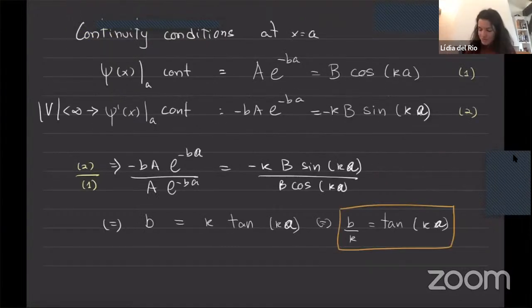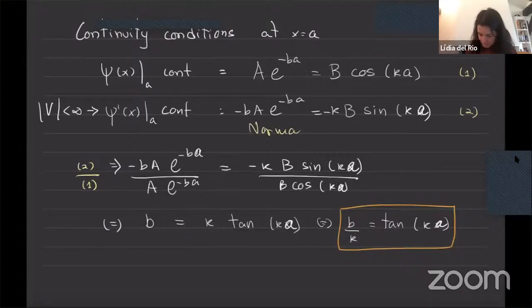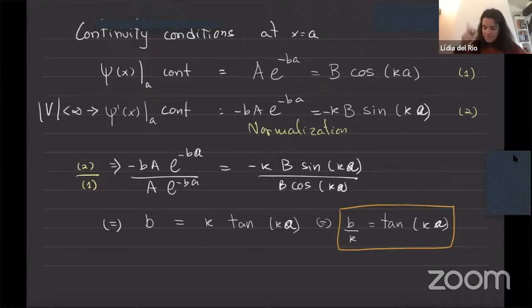Now in fact we have three equations. We have this, and then we have normalization. And we have three variables: we have A, we have B, and we have E, that is hidden inside the B and the K. So we could plug the three conditions into a computer and solve it.